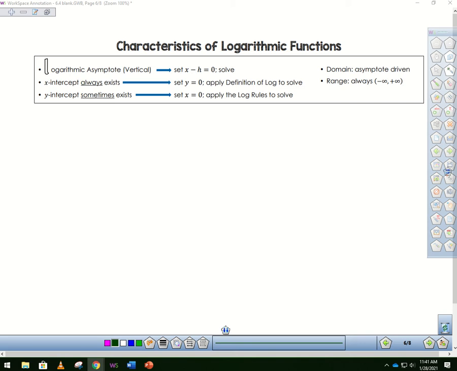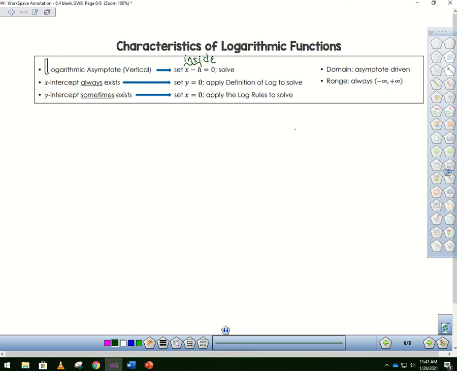And to find the asymptote, you set x minus h equal to 0. Now what does x minus h mean? We talked about it earlier. The inside. Good. This is the inside of the log function. What's inside the parentheses? So just a reminder of what that means. Okay?